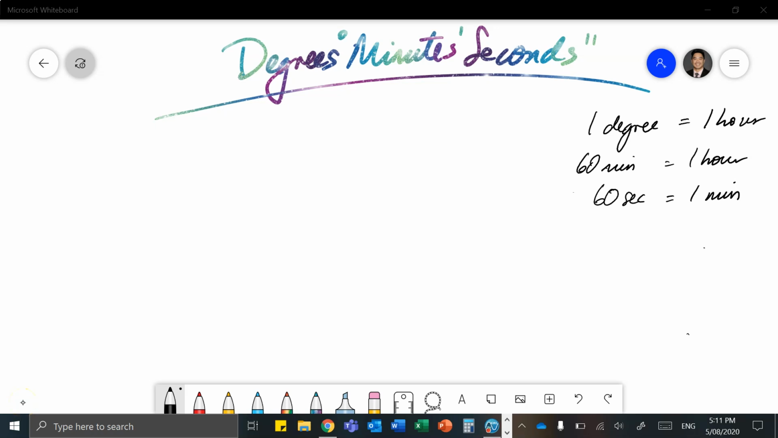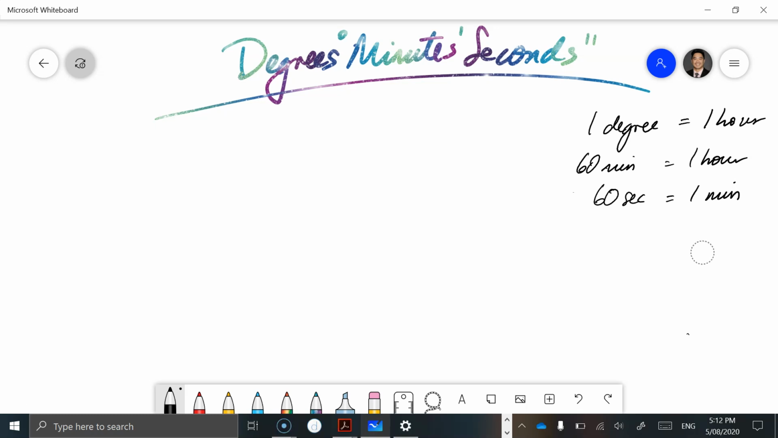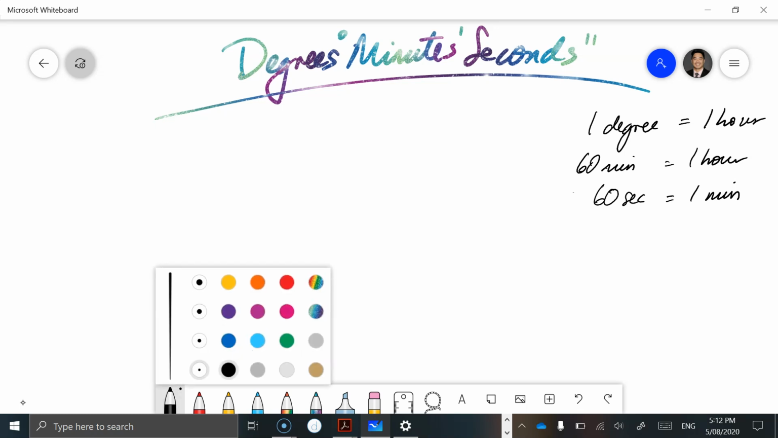Hey guys, we're going to look at DMS, so degrees, minutes, seconds. I just want you to picture that 1 degree is like 1 hour. There are 60 minutes in 1 hour, and there are 60 seconds in 1 minute. That's all fairly straightforward. It's now converting the decimal form into DMS form and vice versa. So hopefully this video helps you.